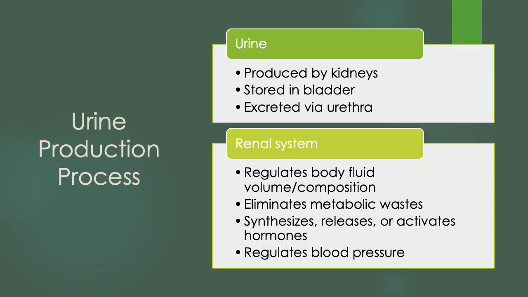So first we'll talk about urine. Urine is produced by the kidneys. It is stored in the bladder and it is excreted by the urethra once it's produced. Your renal system helps with several different areas. It helps to regulate blood pressure. It helps regulate your body fluid volume and composition. It helps you to eliminate metabolic waste that the body no longer needs. It helps with synthesizing and releasing or activating hormones.